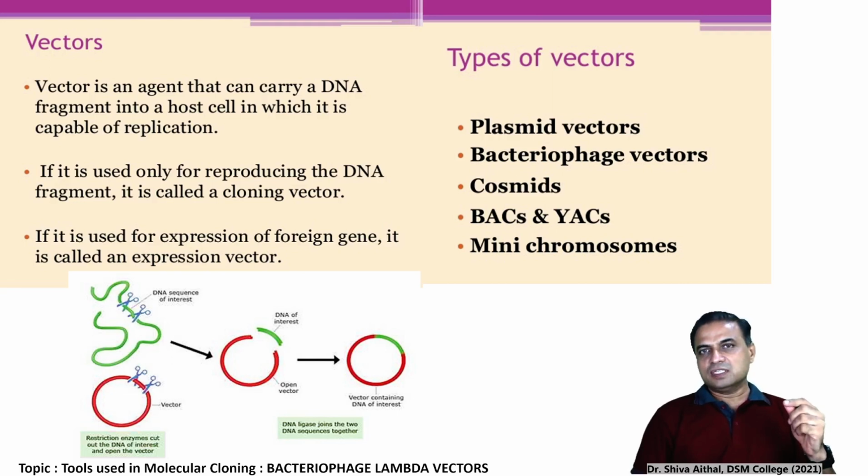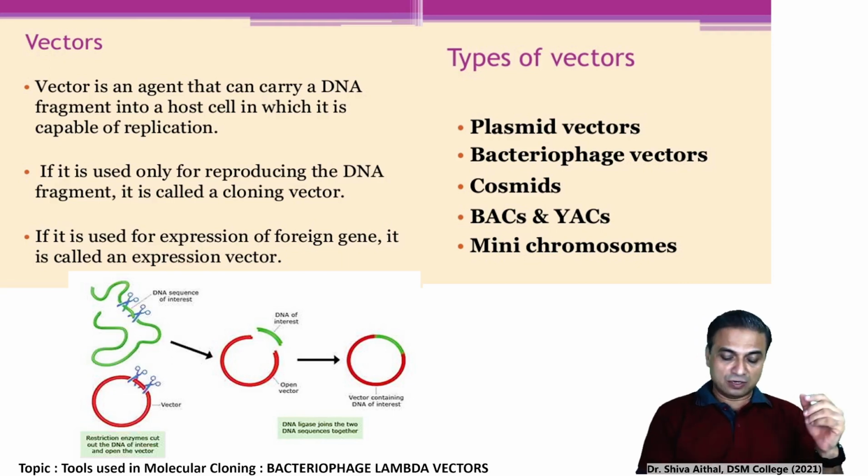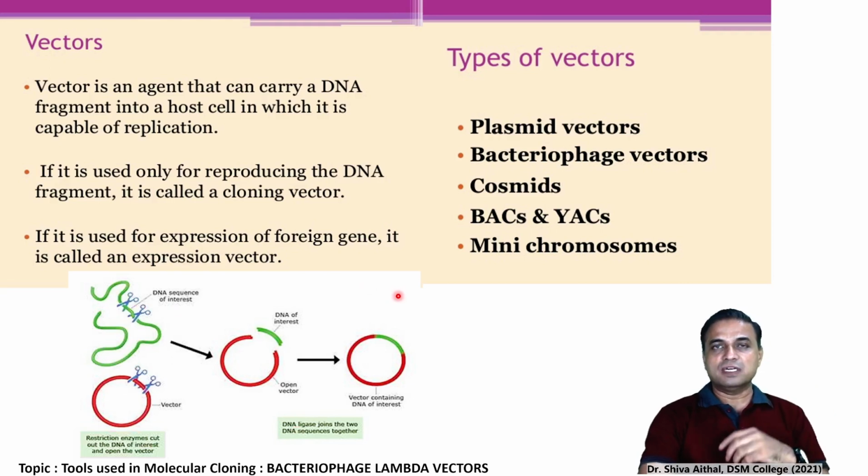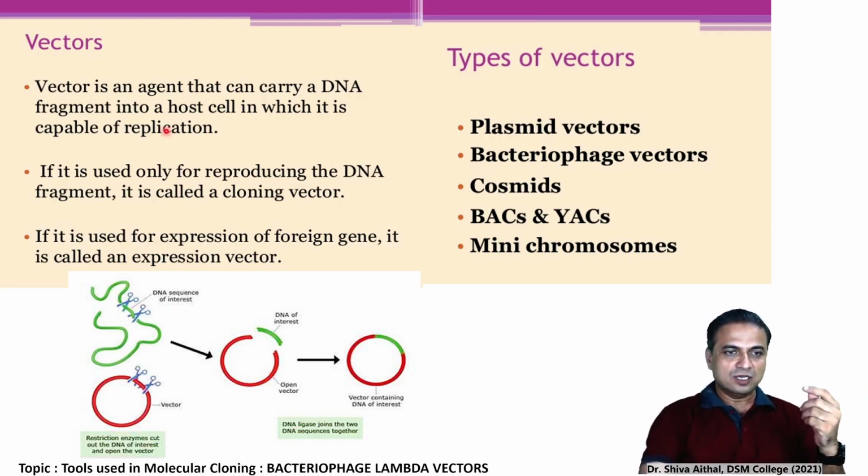The need for a vector basically arises as a prime requisite for this process, because a vector is an agent which carries a DNA fragment into the host cell, and that host cell is capable of replication. The process which I have been repeating again and again for your understanding is that restriction endonucleases are used to cut the DNA or the sequence of interest, the gene of interest. The same restriction endonucleases, symbolized by the scissors here, are already known as molecular scissors. So the same restriction endonuclease is used to cut the vector also.